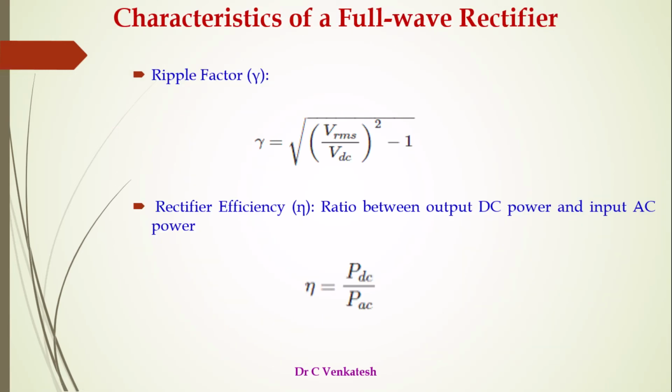Characteristics of a full wave rectifier. The important parameters are ripple factor and efficiency. Ripple factor gamma is the square root of (Vrms by Vdc) whole squared minus 1. Rectifier efficiency is the ratio between the output DC power and the input AC power, eta equals PDC by PAC.